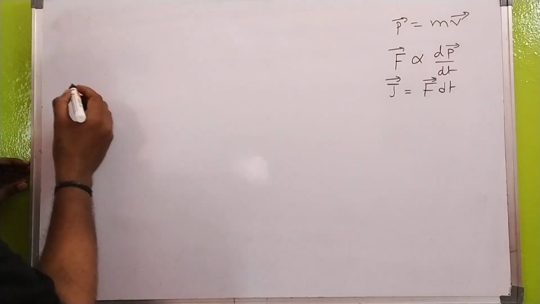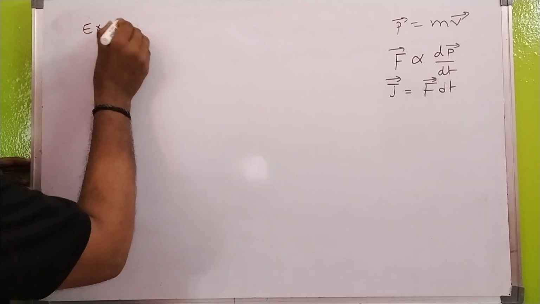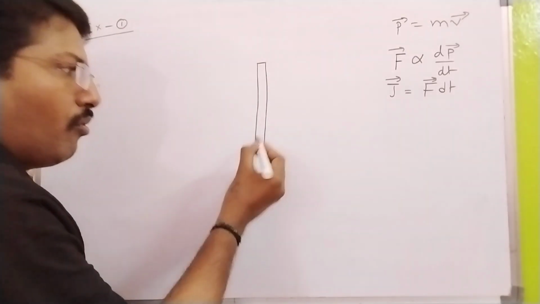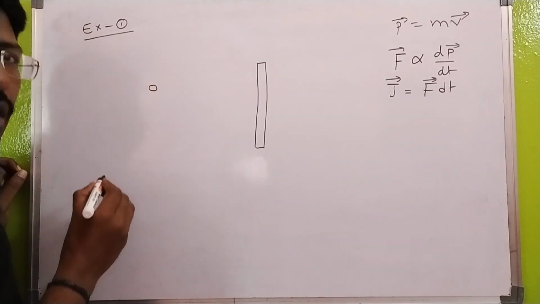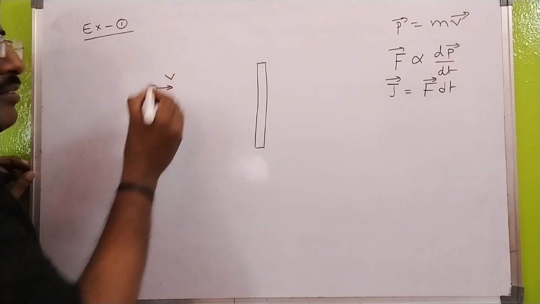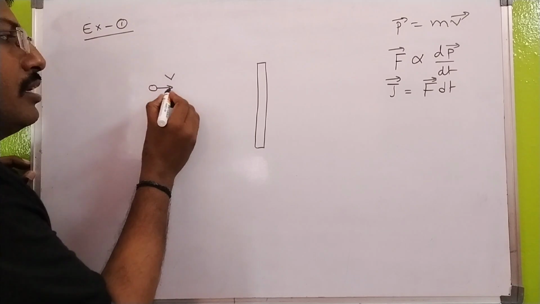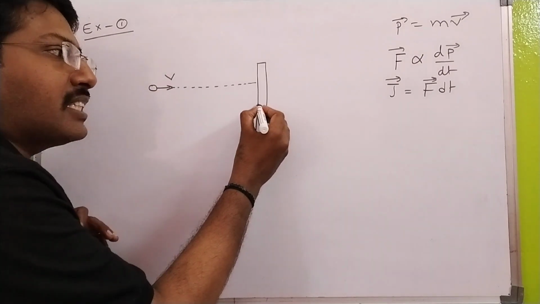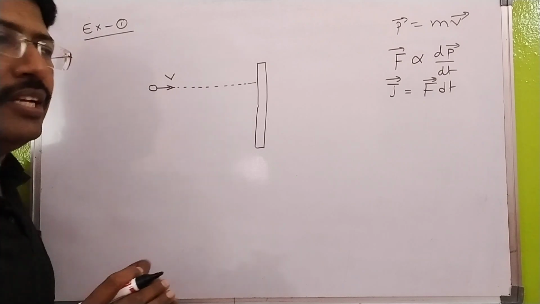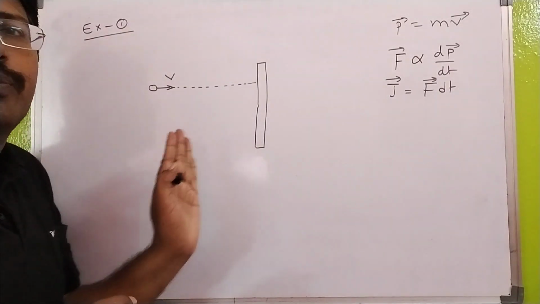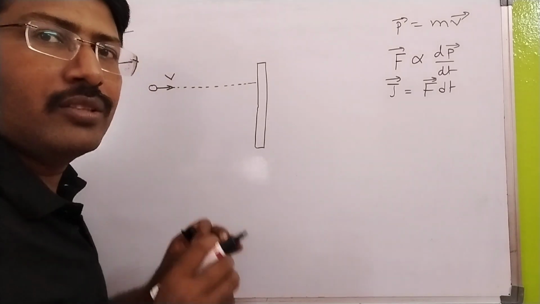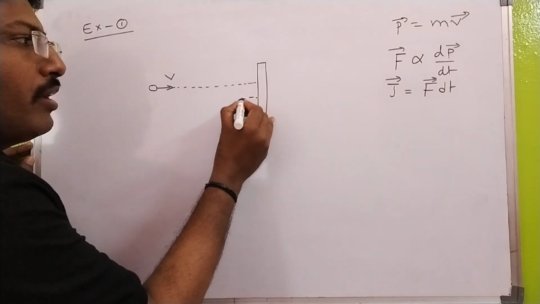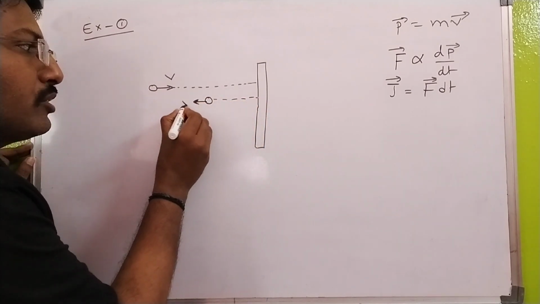Okay. First example, see here. I will take one wall. Next, I throw the ball with initial velocity v toward the wall. So the ball is moving like this. Now the ball and wall collide elastically. That means no loss of energy. So the initial speed and final speed are both the same. Angles are also the same. So that is called an elastic collision. After the collision, the ball is moving in the backward direction with the same speed.